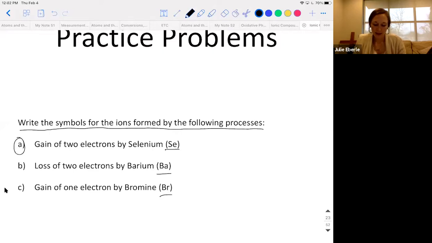So for A, you've got a gain of 2 electrons by selenium, Se. So we're going to write Se. What should I write for the charge? Is it a +2 or a -2? Yes, -2. Don't be confused by the word gain. Electrons carry negative charge, so if you're giving something 2 electrons, you're increasing the amount of negative charge. Okay, a loss of 2 electrons by barium. Things that give away electrons, thank you, Kamaya, should be a +2. Okay, a gain of 1 electron by bromine. Br. You gain 1 electron, you have a, yes, -1.